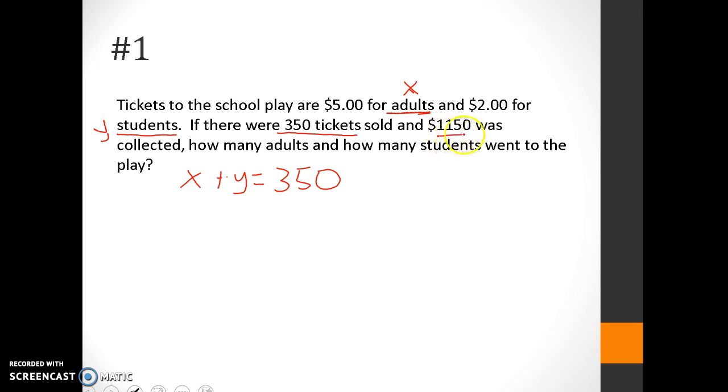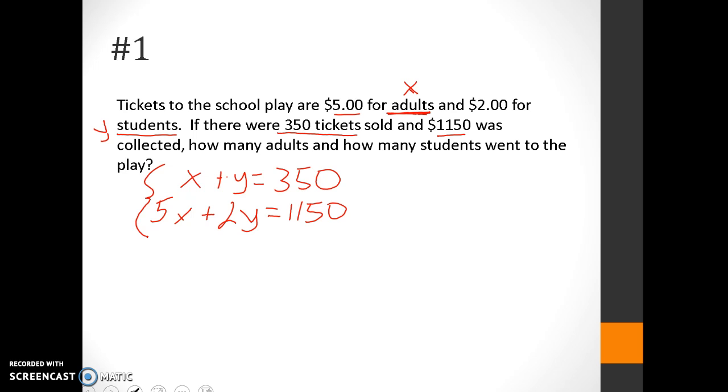Now, it also says that there were $1,150 brought in. For each adult ticket, $5 was brought in. So it's 5X for each adult ticket that was brought in. Plus, for each student ticket that was sold, $2 was brought in. So that's 2Y. And that equals a total value that was brought in of 1,150. So this is our system that we want to solve. And you could solve that either with substitution or elimination.